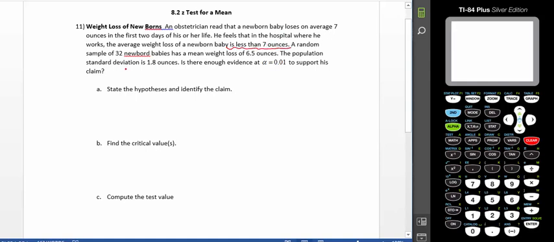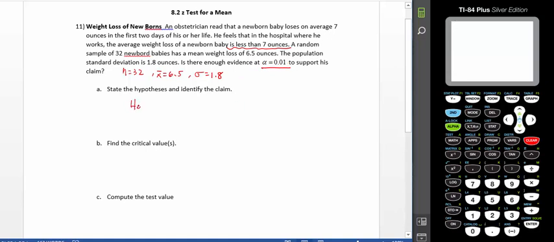A random sample of 32 newborn babies, so that's n is 32, has a mean weight loss of 6.5 ounces. So x bar is 6.5. The population standard deviation is 1.8 ounces. Is there enough evidence at alpha equal to 0.01 to support his claim?